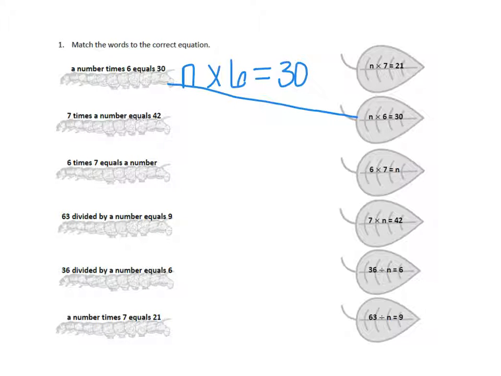Next, 7 times a number equals 42. Which leaf matches that one? That would be the fourth leaf.